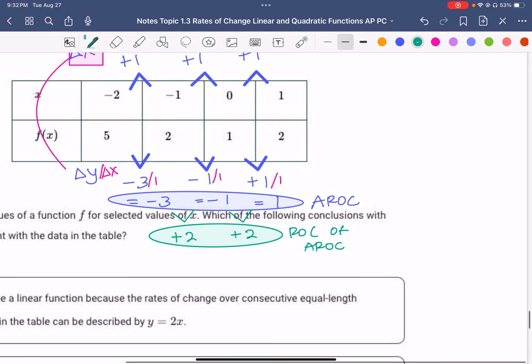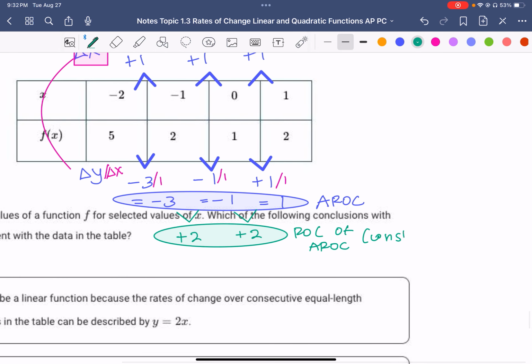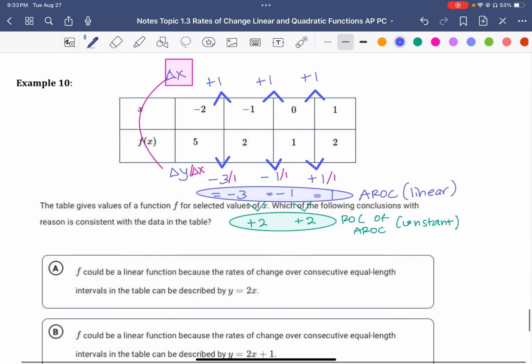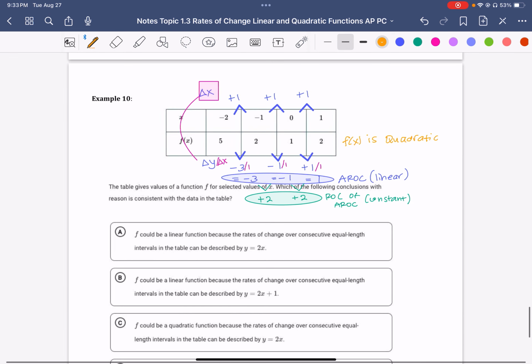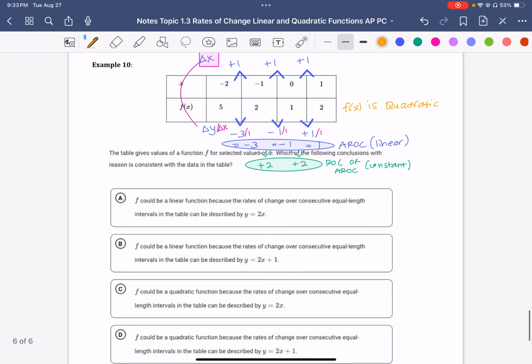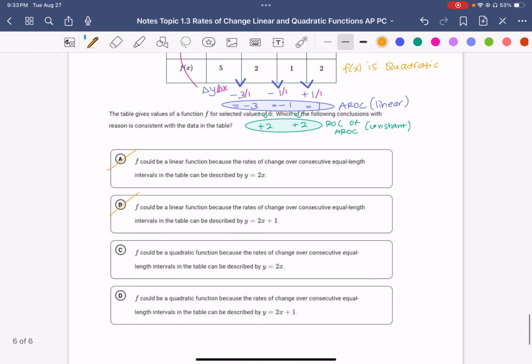And as you can see, these numbers are constant, while the average rate of change is linear. Okay, which means that this whole table is quadratic, right? So that means f of x is quadratic. So let's see. F could be linear. Nope, we just said it was quadratic. F could be linear. Nope. So C and D are the only ones that say F could be quadratic.